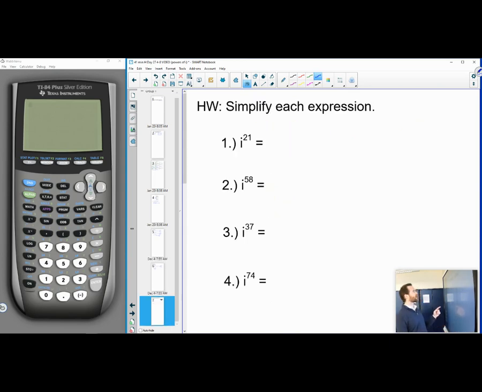And here is your assignment for this lesson. So your homework, I just want you to do these 4 problems. Simplify each of these expressions. Remember, anytime you have i to a power, you need to simplify it. You don't want to have i squared or i to the third or anything like that in your final answer.